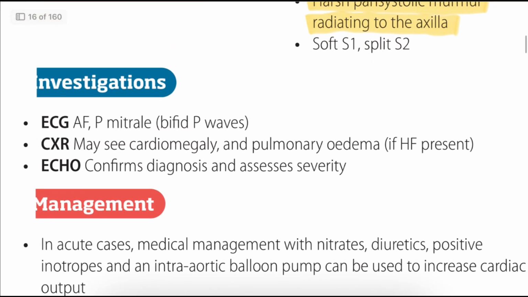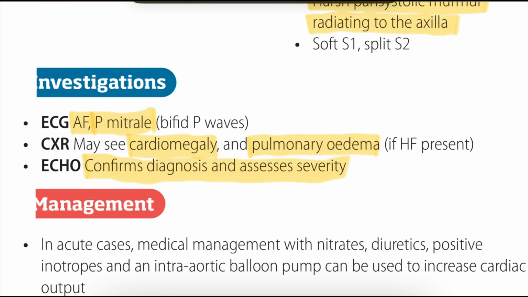Now investigation. In investigation, we can do ECG for atrial fibrillation, P mitrale for left atrial enlargement, left ventricular hypertrophy, and atrial fibrillation. Next, chest X-ray may show cardiomegaly and pulmonary edema if the patient has heart failure. Next, we can do echo. Echo will confirm the diagnosis and help to assess severity.